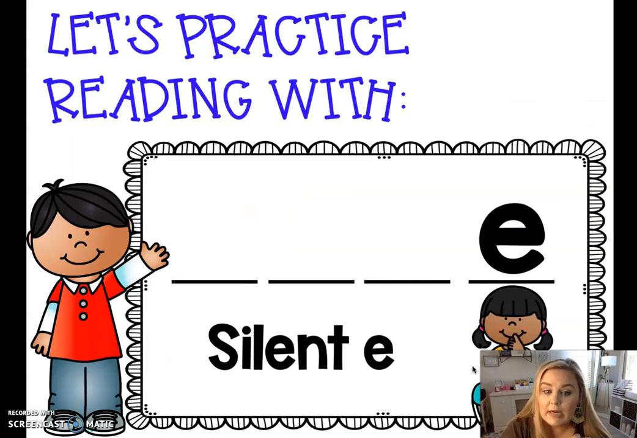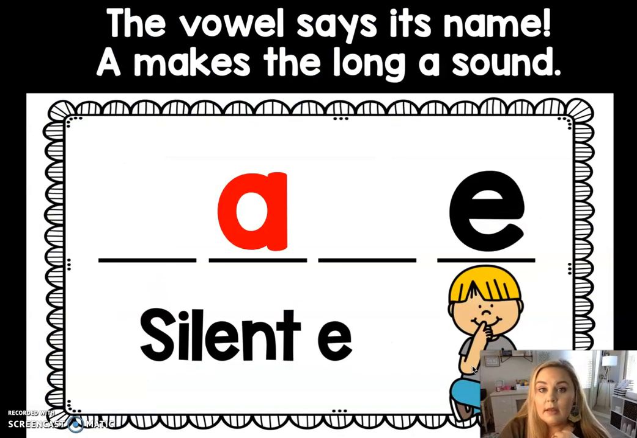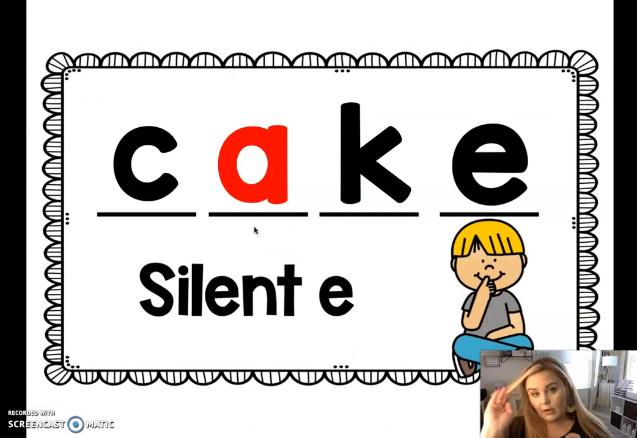It says, let's practice reading with silent E. Are you ready to practice with me? The vowel says its name. A makes the long A sound. So you'll see right here, I'm going to end up having a word, and it's going to be 4 letters long. 1, 2, 3, 4. I have a super silent E at the end. Remember, it's not saying anything, but its job is telling the vowel right here, A, to not say ah. It's going to say its name, A. So let's sound out this word together.